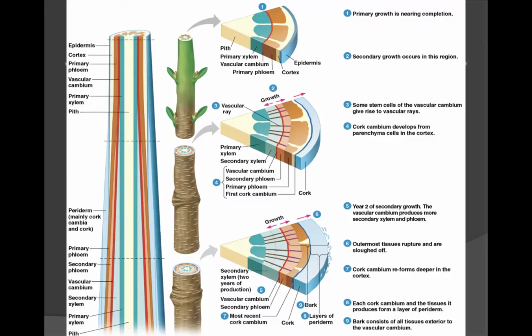Also note the differentiation of the different tissues, specifically the xylem, the phloem, the cambium, as well as the pith, cortex, and epidermis. Note that as secondary growth occurs, you get the deposition of the bark and the different layers of periderm. This contributes to additional support for the plant that supports the vertical growth.